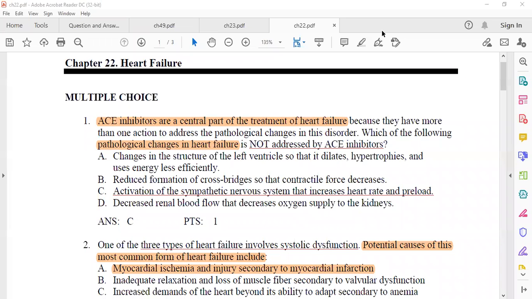Here are a few questions and answers about heart failure. Question 1.